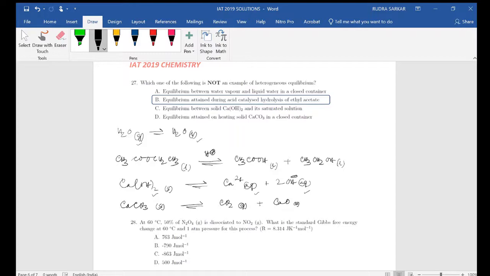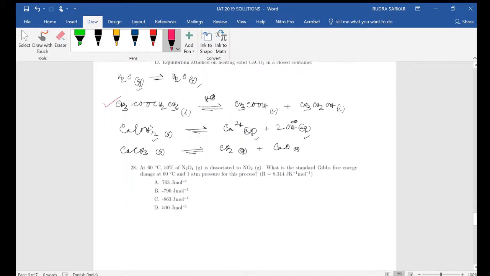So out here it says which one of the following is not an example of heterogeneous equilibrium. So obviously we will say one that is homogeneous equilibrium. What is the homogeneous equilibrium? This is the homogeneous equilibrium. That should be our answer.